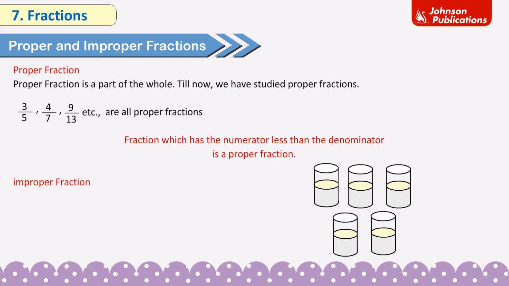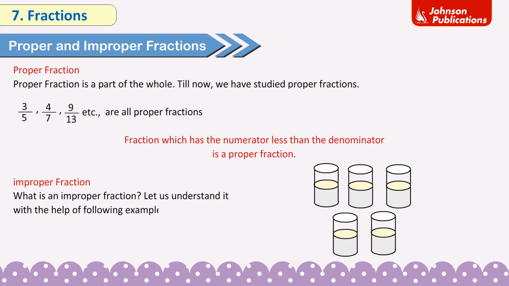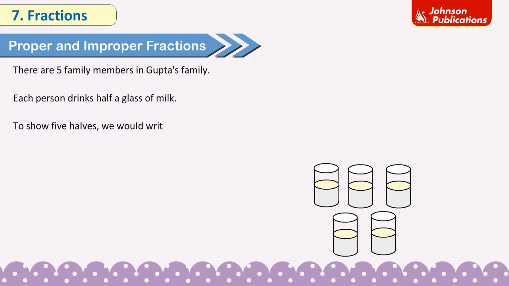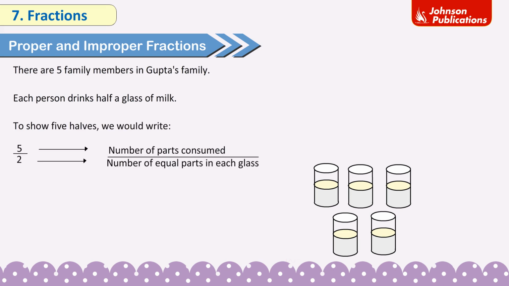Improper fraction. What is an improper fraction? Let us understand it with the help of the following example. There are 5 family members in Gupta's family. Each person drinks half a glass of milk. To show 5 halves, we would write 5 by 2. 5 is the number of parts consumed. 2 is the number of equal parts of each glass. Here 5 by 2 is an improper fraction.